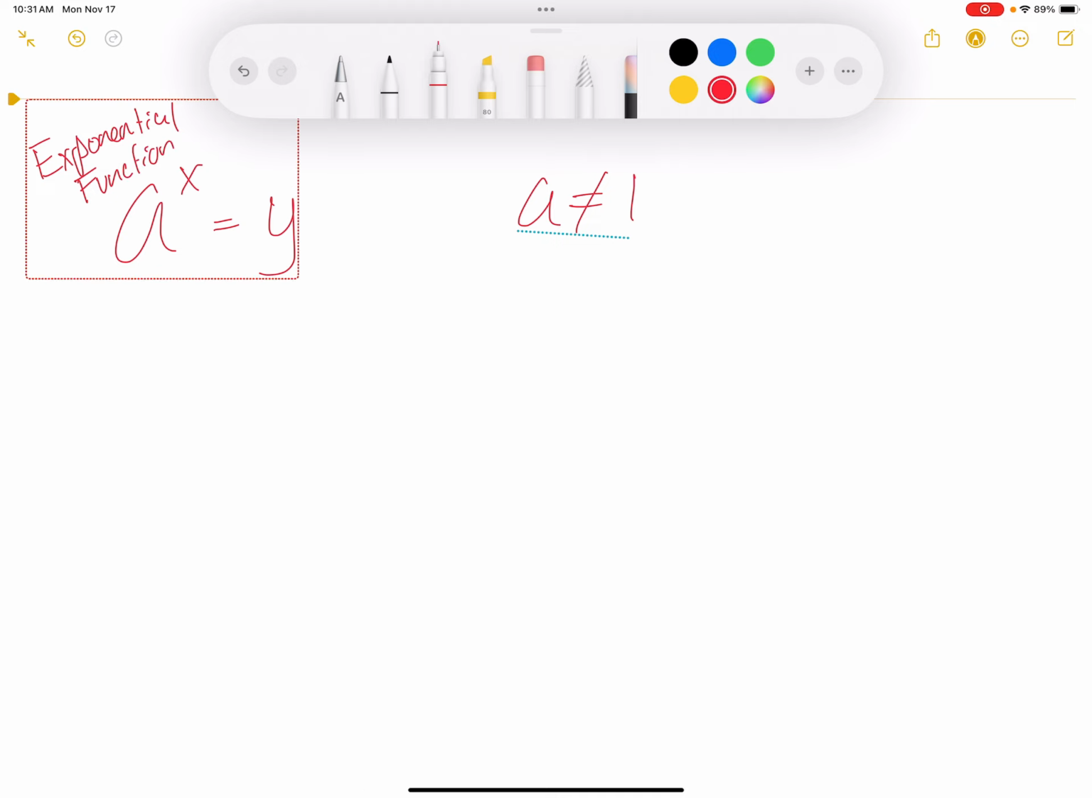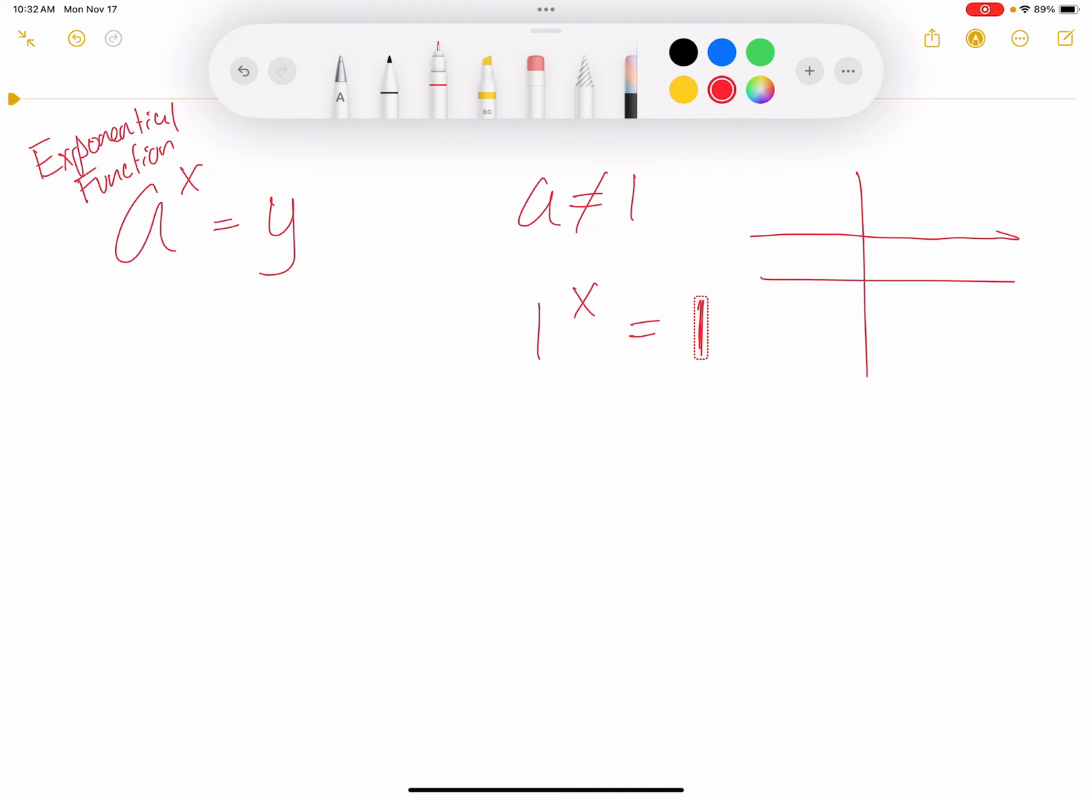Let's imagine that you have 1 to the x power, and then you try to get y out of it. 1 to any power is always going to be 1. So you would have an x variable that changes to whatever you want it to be, but the y variable would always be 1. Essentially, this would just be a straight line, which is a constant function. So in this situation, that would not be an exponential function. It would be a constant. So this is the first little limitation you have to put on a: a cannot be equal to 1.